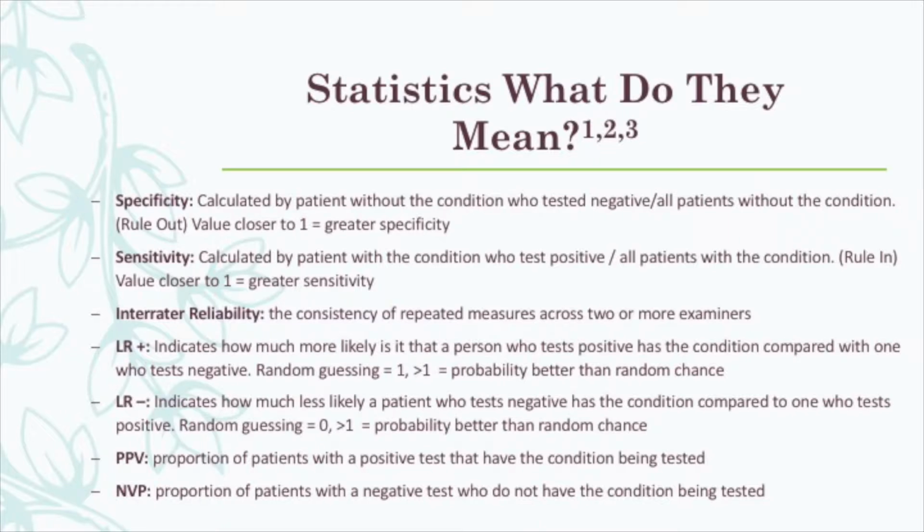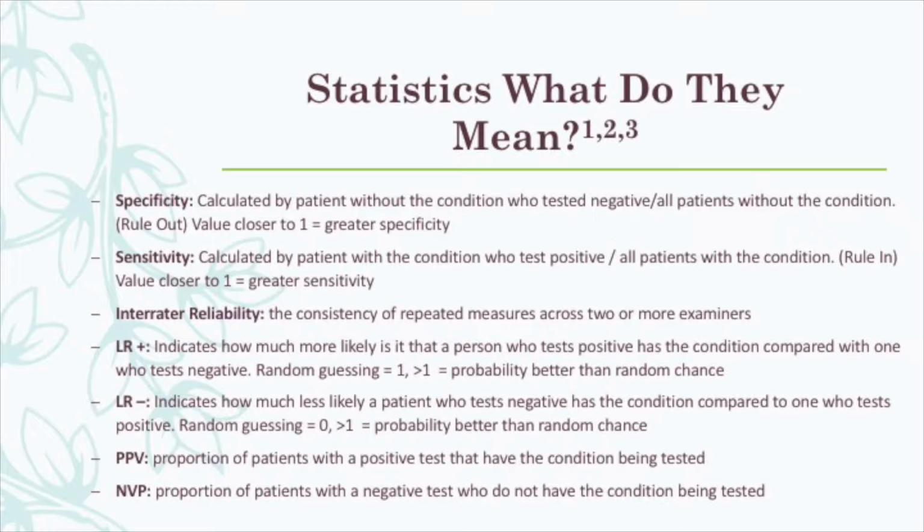In this slide, you see definitions for commonly used statistics, but to keep it simple, I'll give you a brief overview. Specificity is the ability to rule out. It is the proportion of patients without the condition who have negative tests. Sensitivity is the ability to rule in. It is the proportion of patients with the condition who have positive tests.